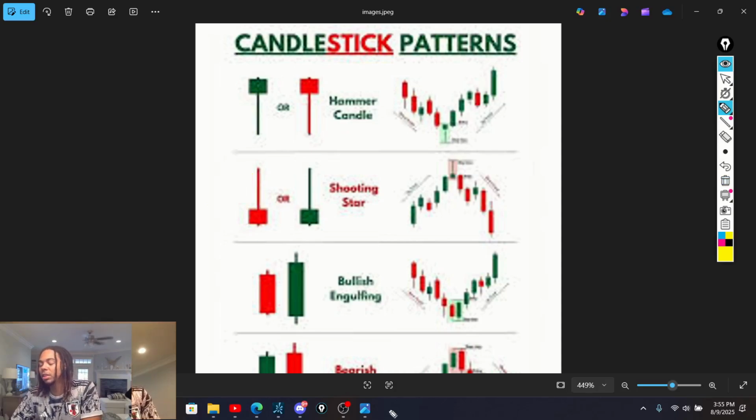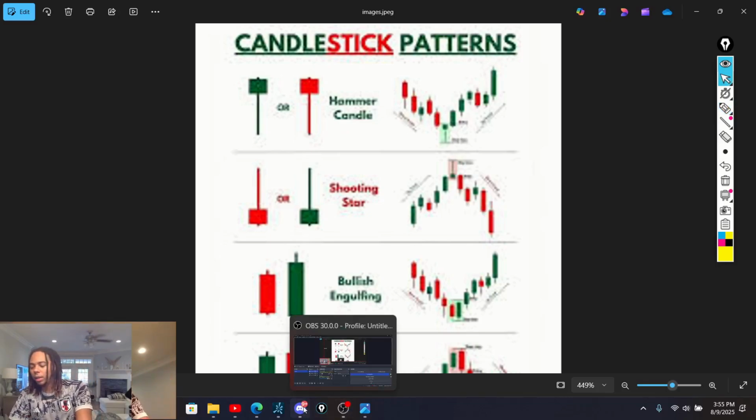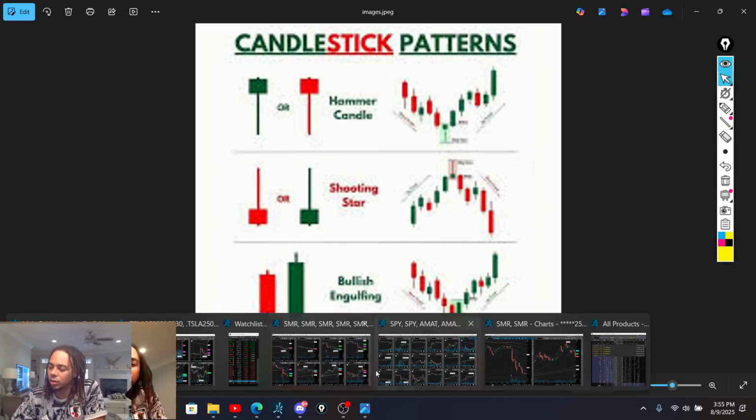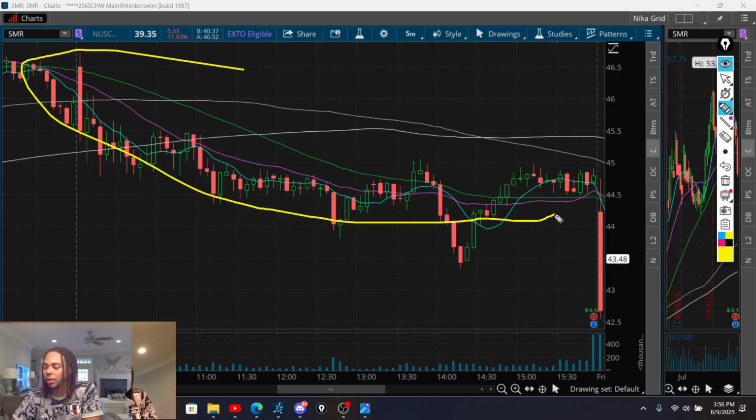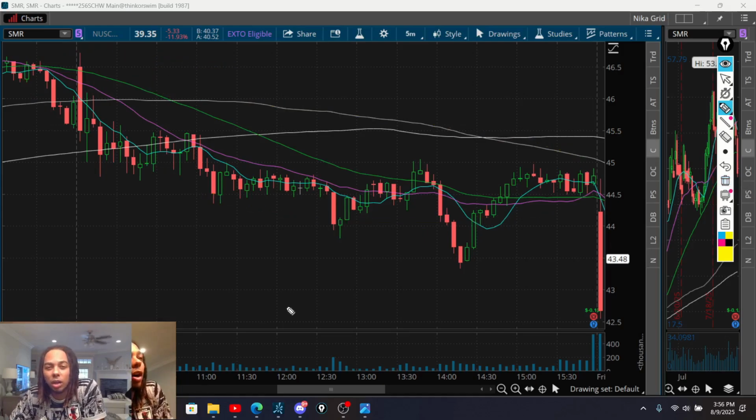So let's go over some real charts and show exactly what I mean when it comes to those candlesticks. All right, so here is the first chart we're going to look at. It's SMR. This is Thursday. All of this data right here is Thursday, and I'm going to just show you what happened on Friday. This is what happened on Friday.